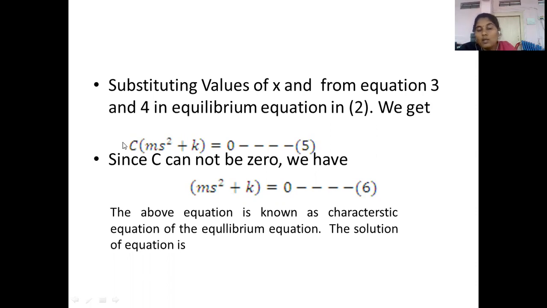So b is nothing but ms square plus k is equal to 0. Write down ms square plus k is equal to 0. That is the equation number 6.